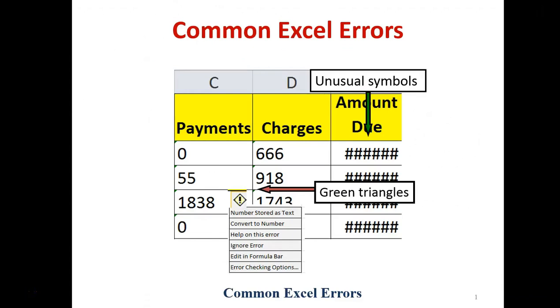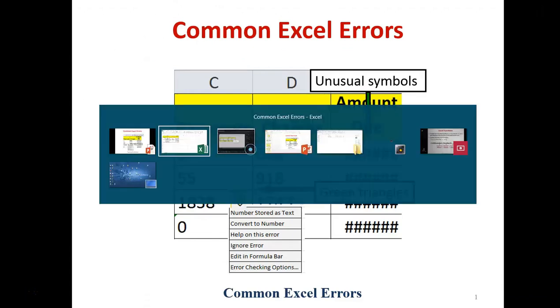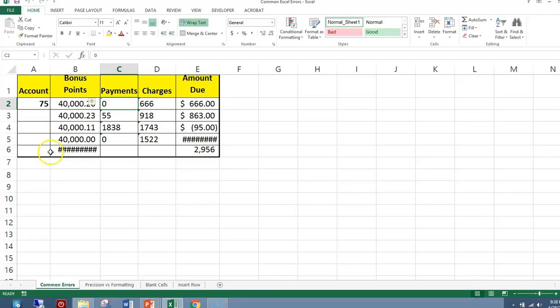Let's take a look at some common Excel errors. In cell C2, we see a triangle at the top left of the cell. We also see an exclamation point. When you see a green triangle, it's Excel trying to tell you that there may be an error in your value or in your function. Let's click the arrow, and then you see the various options.